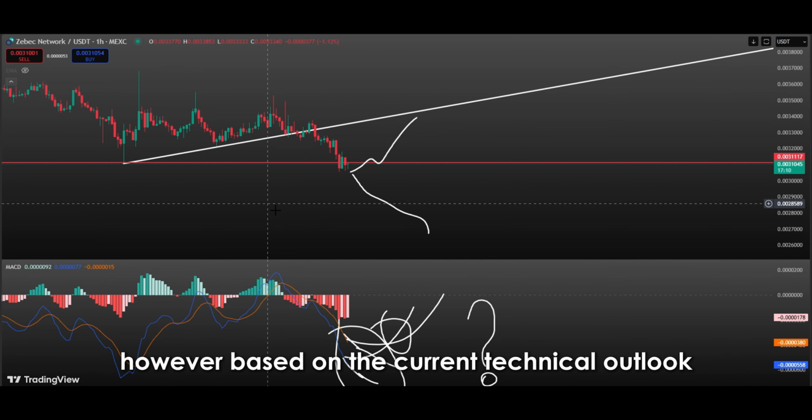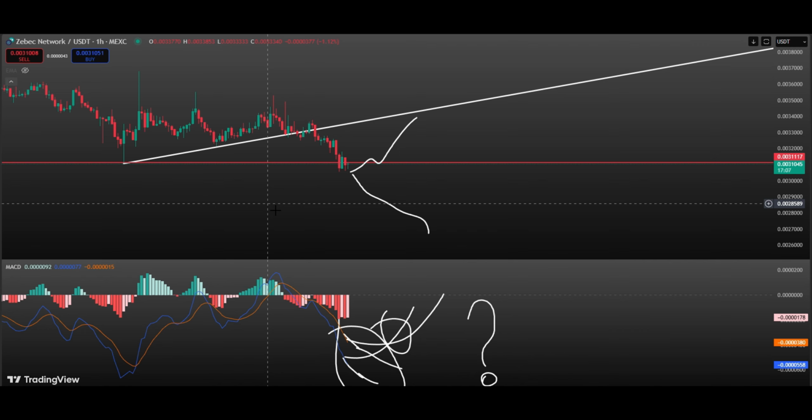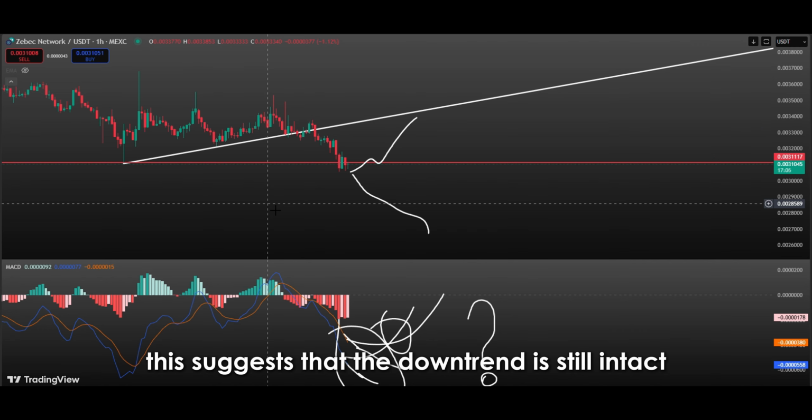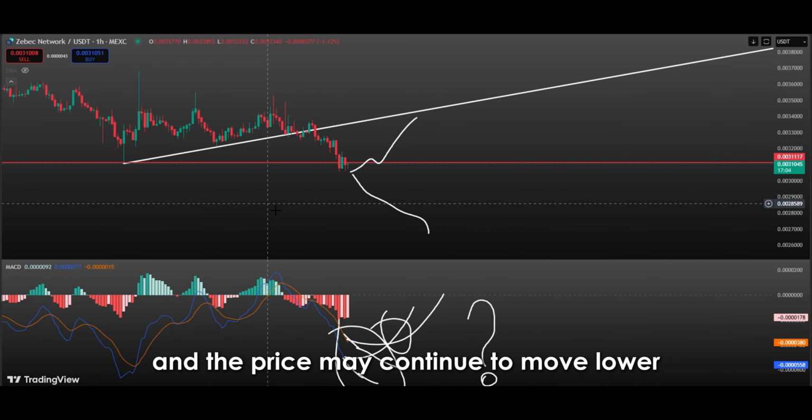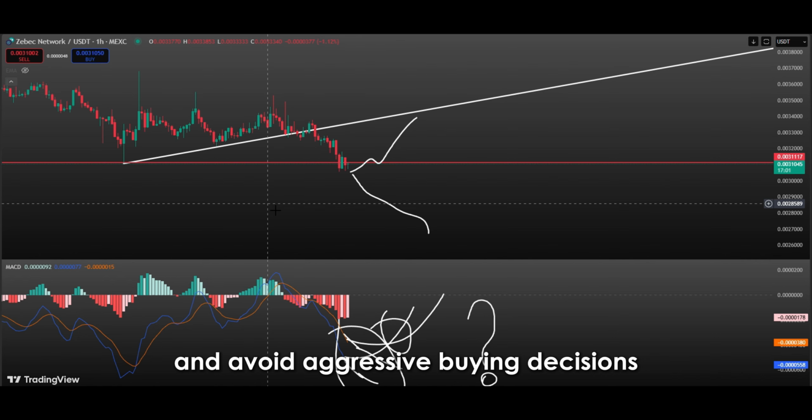However, based on the current technical outlook, it is clearly observable that the MACD has not made an upward crossover and remains in negative territory. This suggests that the downtrend is still intact and the price may continue to move lower. Such technical patterns help investors reassess their positions, set stop-loss levels more cautiously, and avoid aggressive buying decisions.